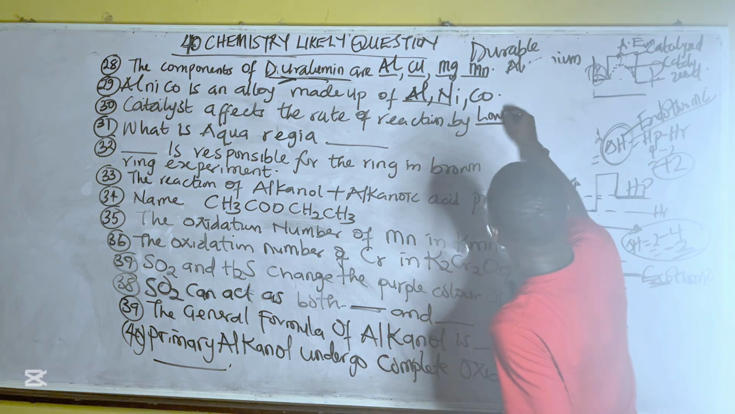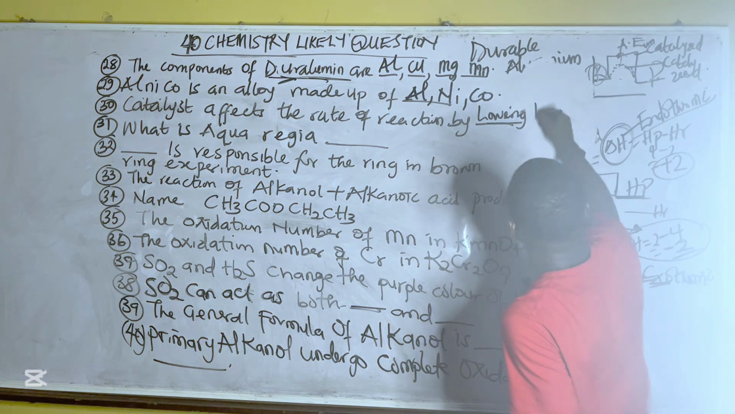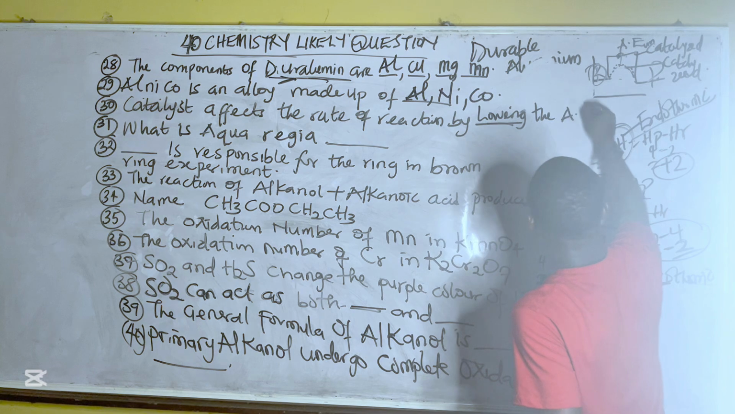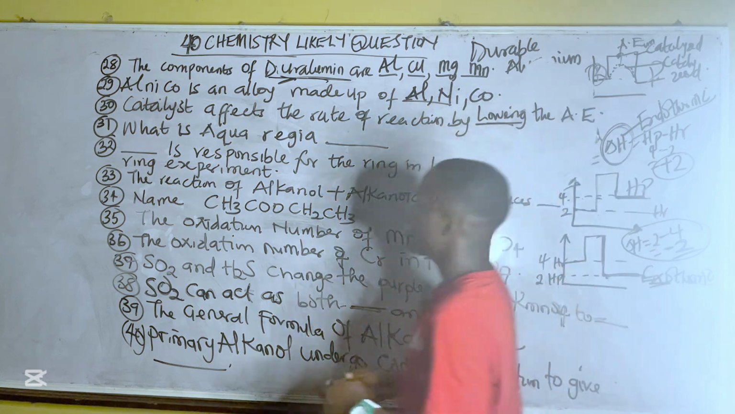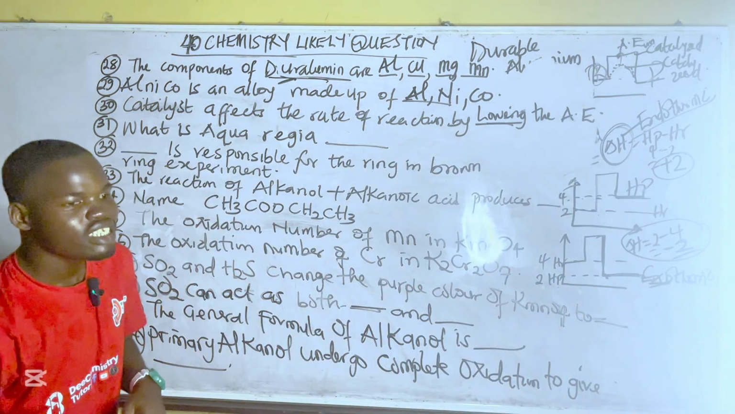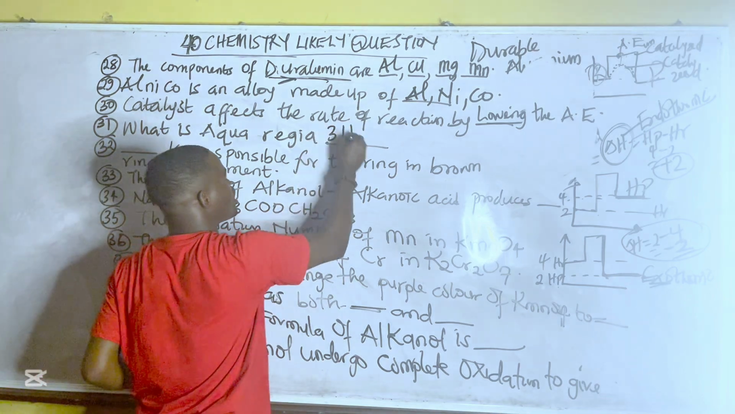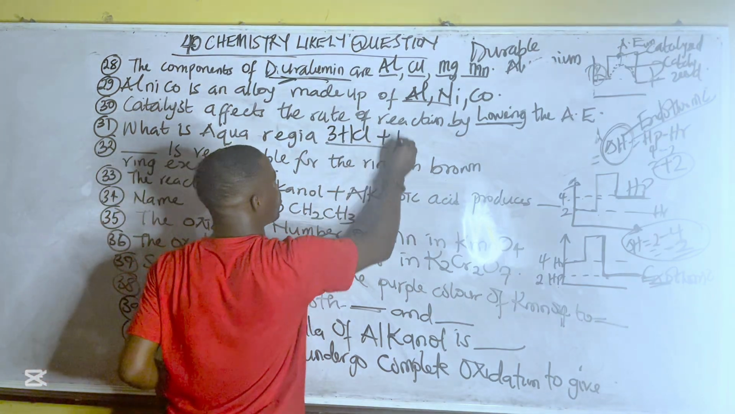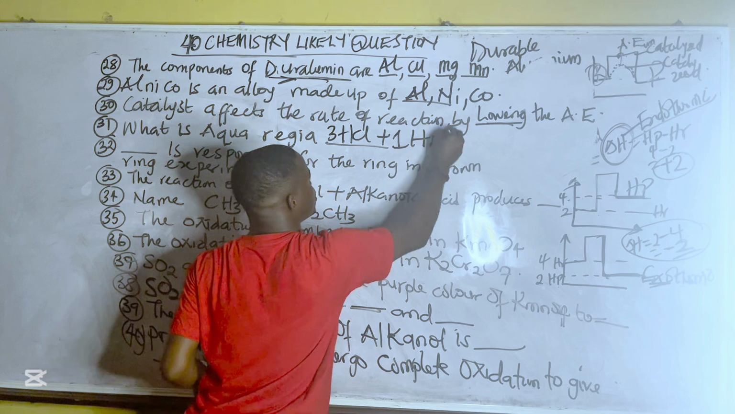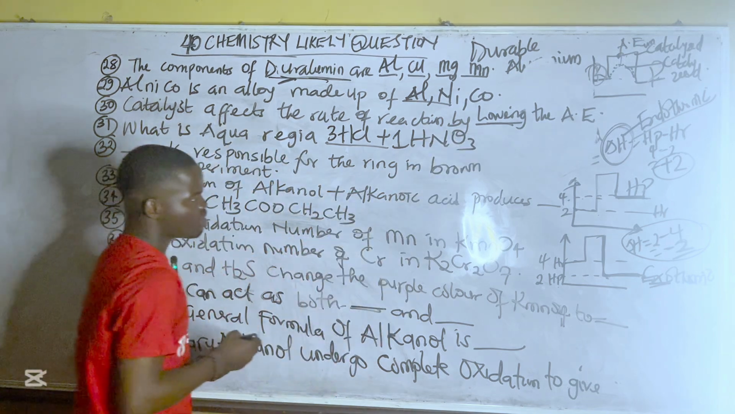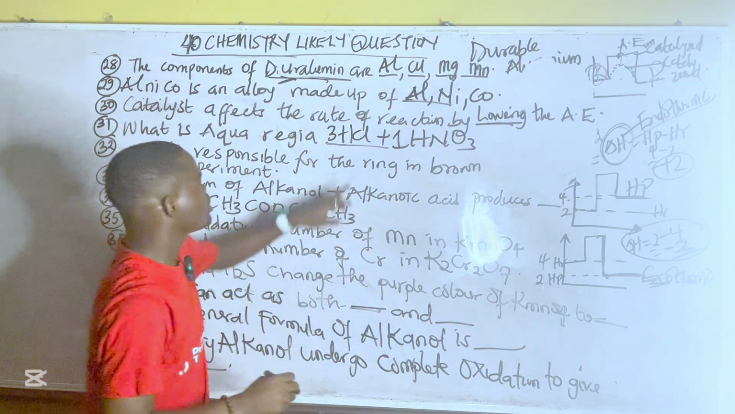Lowering the activation energy. That's the answer. Aqua regia is a component of dash. Please note, it's 3 parts of HCl plus 1 part of HNO3. Right? That's aqua regia. Now, how do I know it?